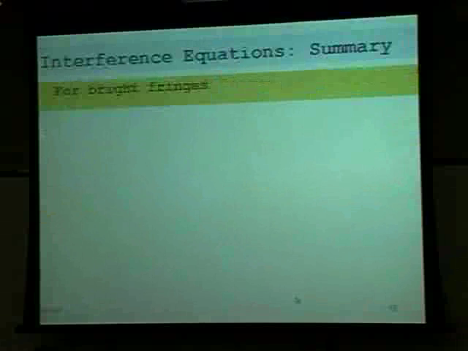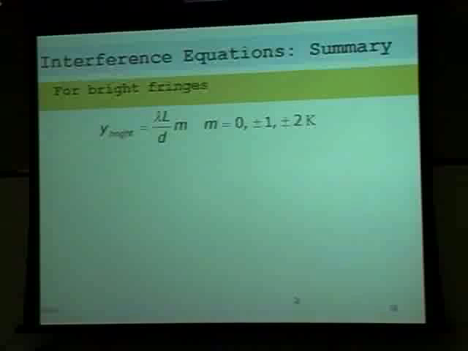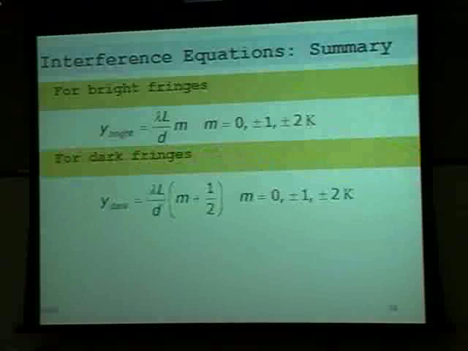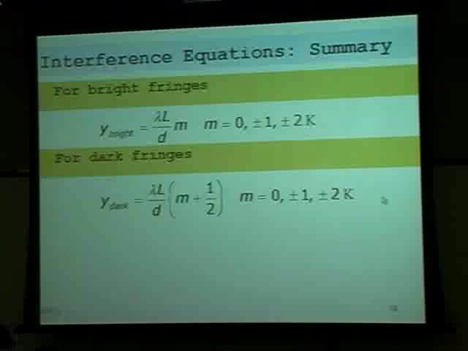In fact, here's a summary. Bright fringes, each bright fringe is the wavelength L over d times m. Dark fringes, I don't know why this turned out K here. I think there's a plus dot dot dot here. Just didn't pick up on the new version. The dark fringes is lambda L over d, m plus 1/2.